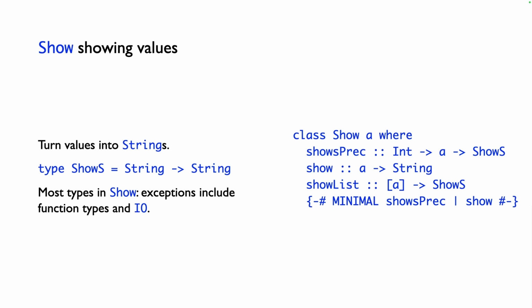It also allows you to print more efficiently a list of values by turning that list into a function from strings to strings. But the canonical function in the show class is the show function that takes a value of type A and turns it into a string. And that's one of the minimal ways of implementing the show class. And again, lots and lots of instances. You can't show functions, you can't show IO, but nearly every other type is in show.